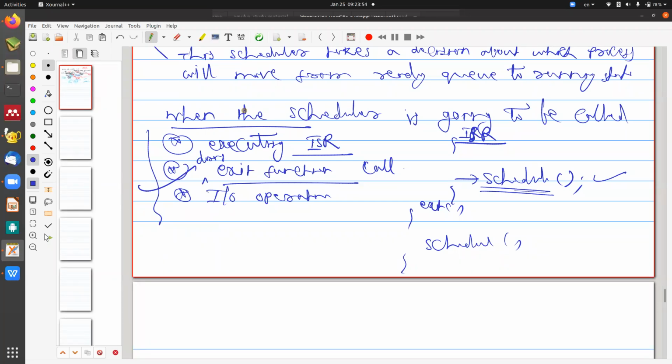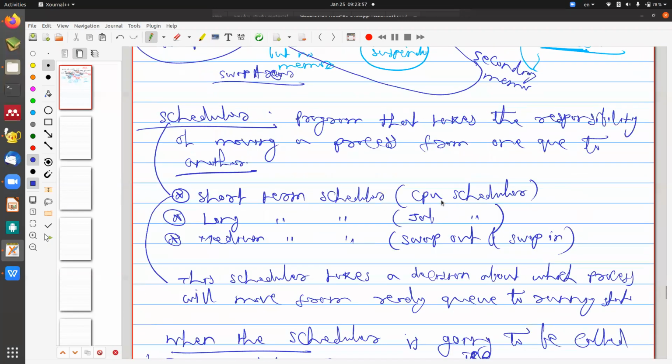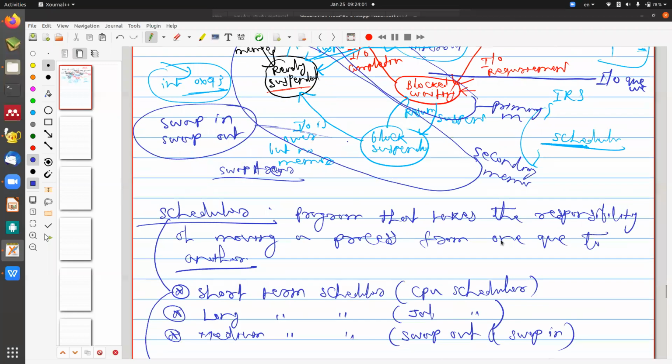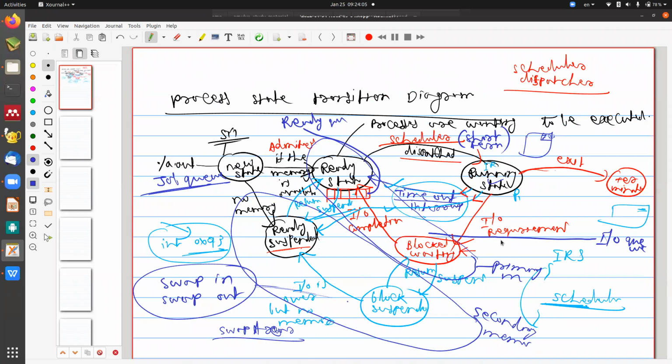And which scheduler is this? The short-term scheduler, which is called the CPU scheduler, will be executed very frequently. What is the reason why it is executed very frequently? If it is not executed very frequently, what problem occurs?